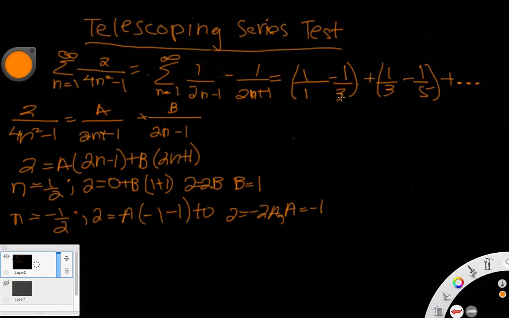You can keep going if you want, but I'm going to stop there because I can already see that 1/3 and negative 1/3 cancel out. So I can already see that everything past here is going to cancel out, and then the last term is going to approach 0. So we know that the sum is going to be just this first term, and so the sum is equal to 1. Here we've proven that this telescoping series converges to 1.